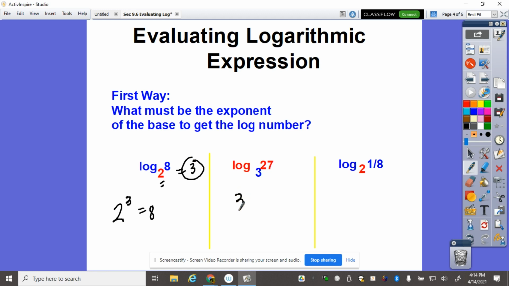What is the mystery exponent of 3 that will give me a 27 here? The answer is 3, because 3 times 3 times 3 is 27. So this one here, log of 1/8 with a base of 2. What will be the mystery exponent that will make it 1/8? We know that 1/8 is the same thing as 1 over 2 to the third power. And if we bring this up, it will become 2 to the negative 3. So the answer is negative 3 there.